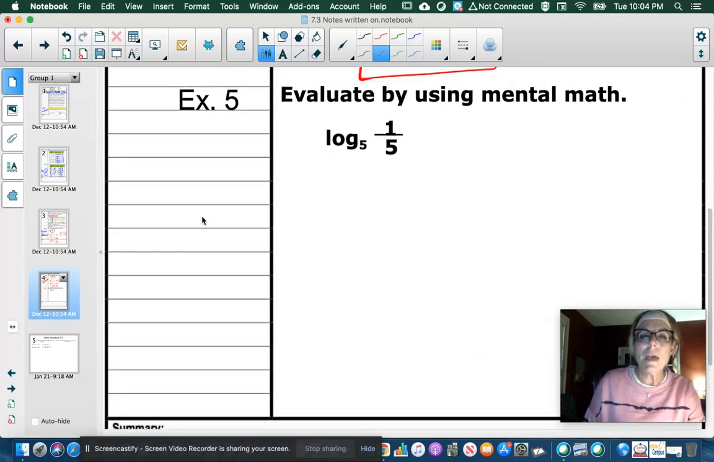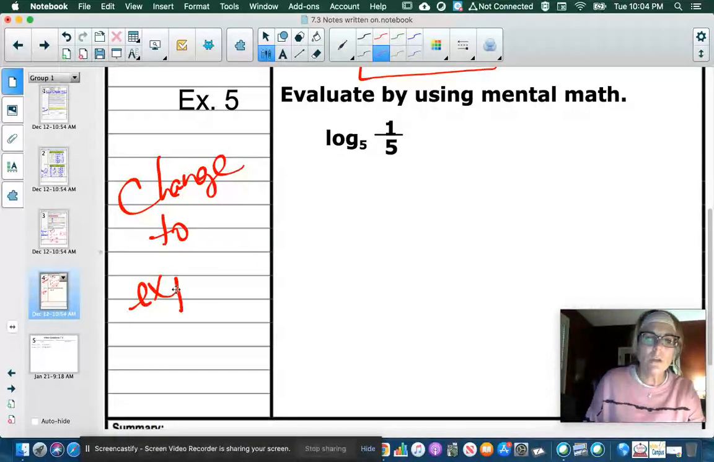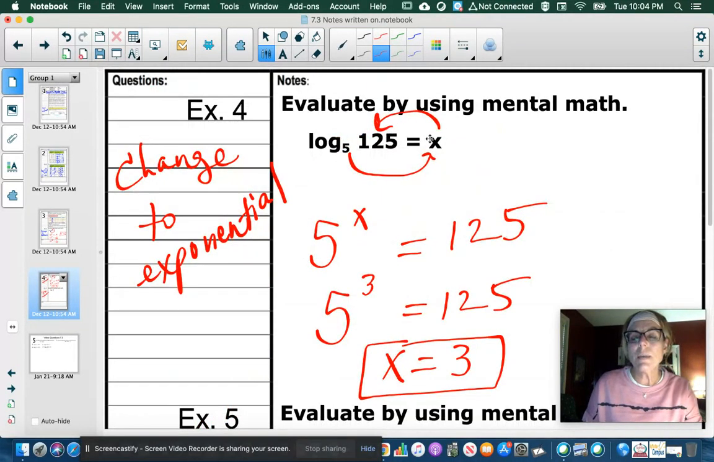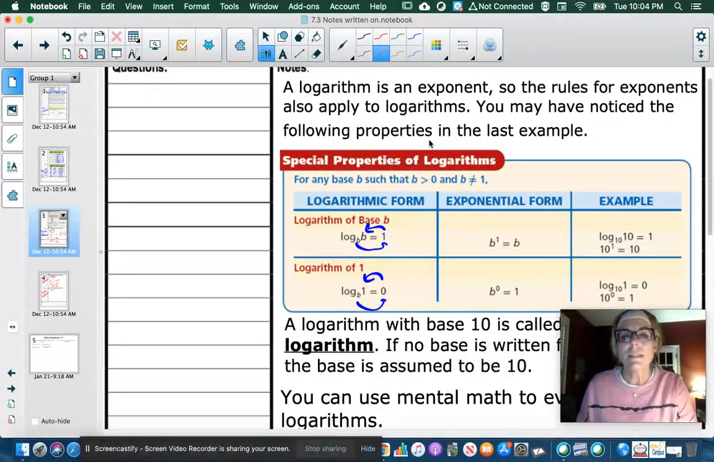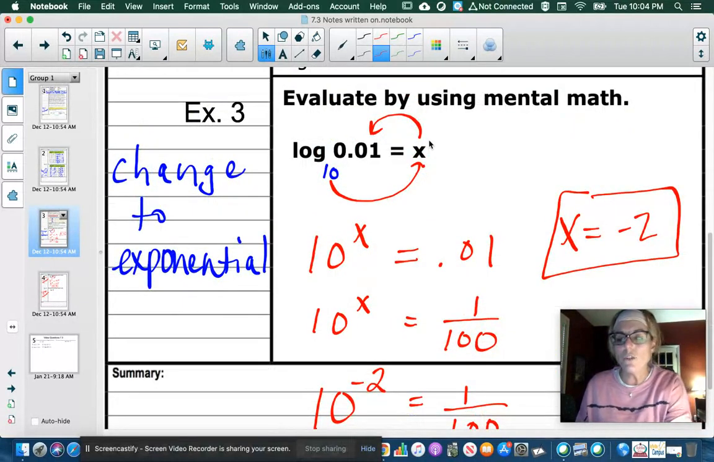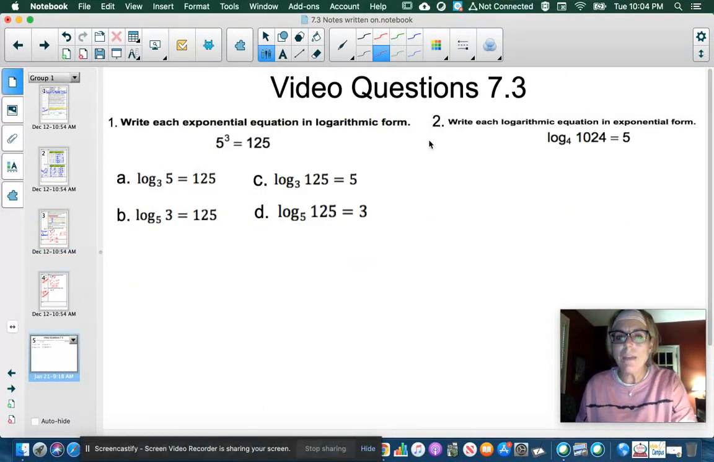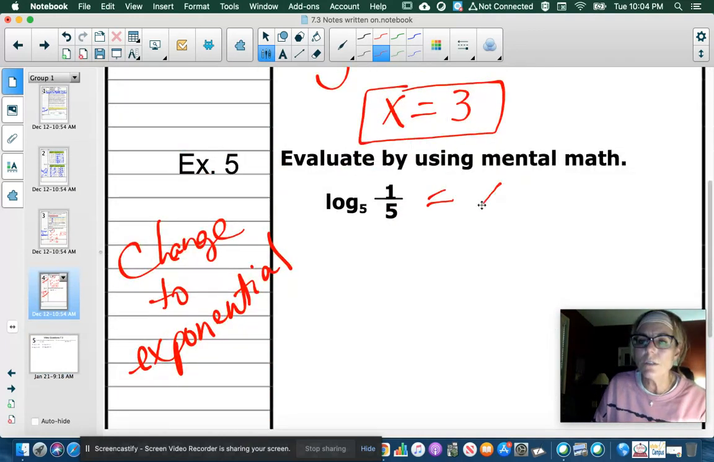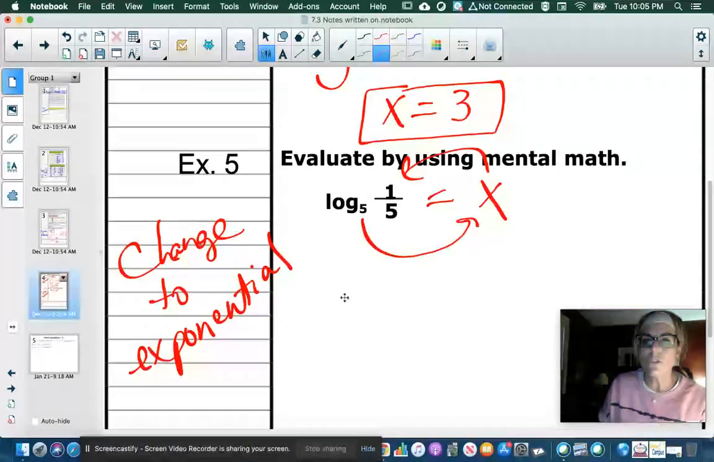Evaluate by using mental math. Again, we have to change to exponential. Well, notice on example 4, we had an equation, log base 5 of 125 equals x. On example 3, we had an equation. Example 5, we don't have an equation. That's okay. Log equals exponent. We make it into an equation. And now we change to exponential.